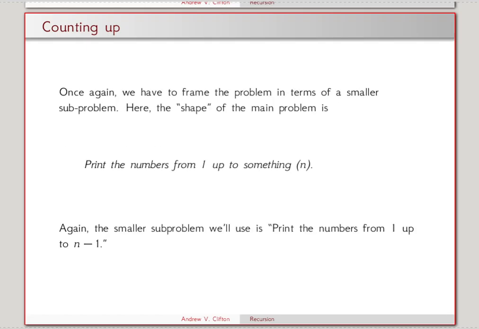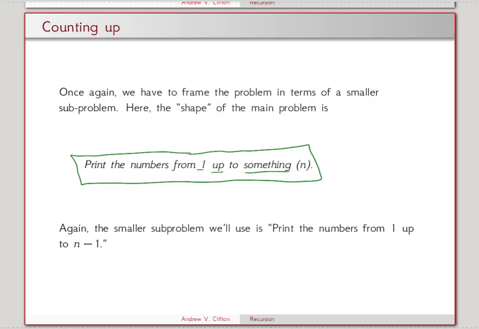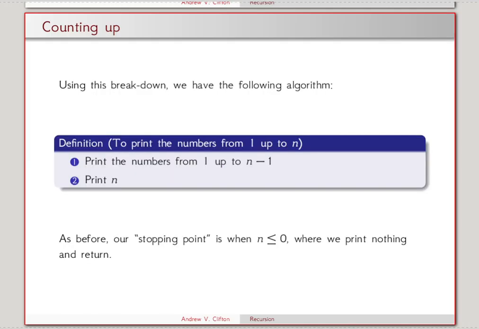So again, we're going to frame the problem in terms of a smaller subproblem. Our subproblem is: print the numbers from 1 up to something. Instead of printing them from something down to 1, we're saying print them from 1 up to something. Again, the smaller subproblem is just n minus 1. We'll print the numbers from 1 up to n minus 1. So then we'll have this algorithm.